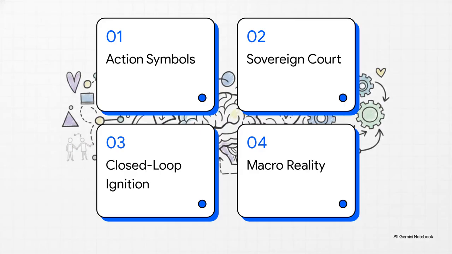To see exactly how this machinery operates, we'll follow this architectural schematic. We are going to decode the action symbols, look at winning the sovereign court, trigger the closed-loop ignition, and finally scale all of this into macro reality. Let's get right into it.